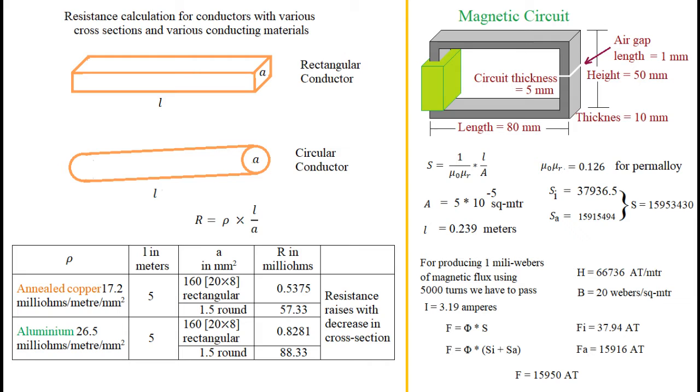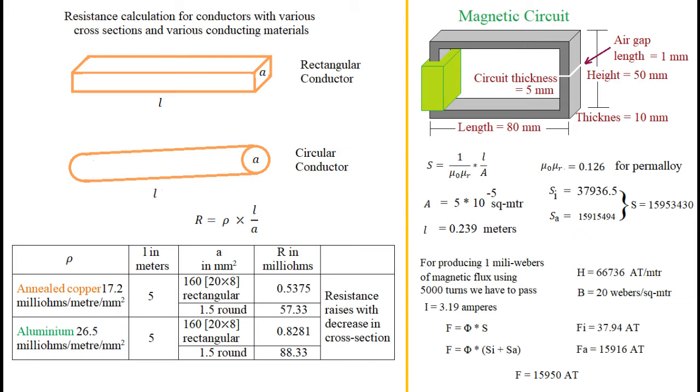If we decide to use the same conductor with two different materials, copper and aluminum, then we need to know the resistivity of these materials. The resistivity of annealed copper is 17.2 milliohms per meter per mm square, and the resistivity of aluminum is 26.5 milliohms per meter per mm square. The resistance of the copper wire is 0.5375 ohms, and that of the aluminum conductor is 0.8281 ohms.